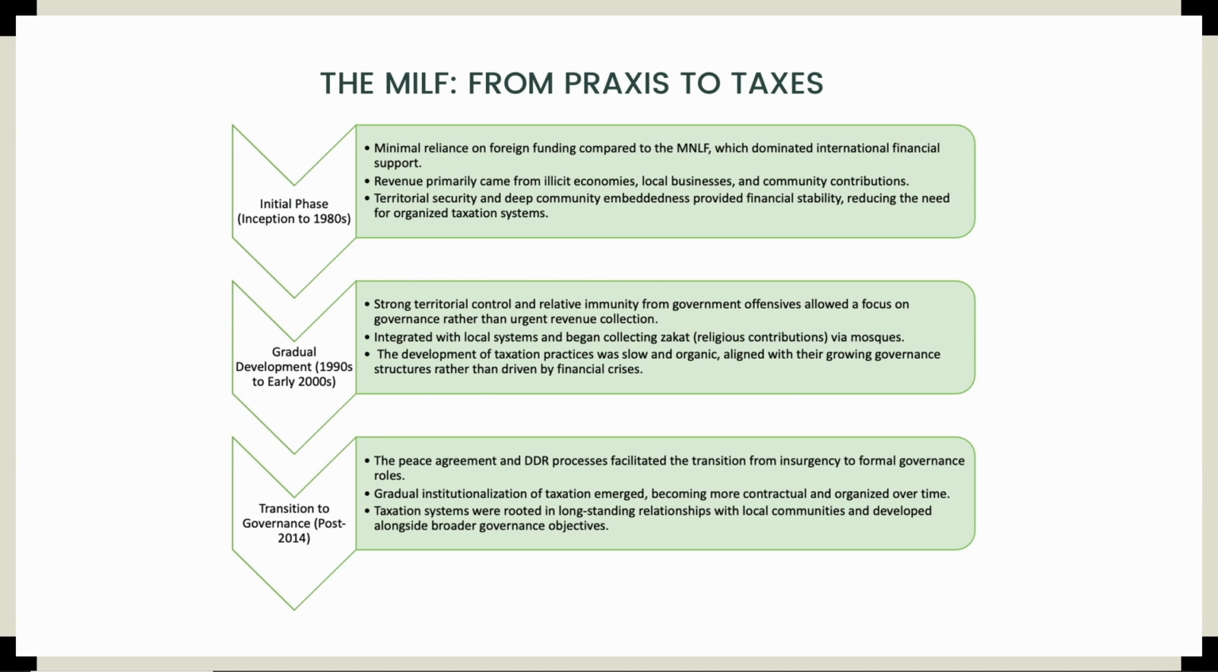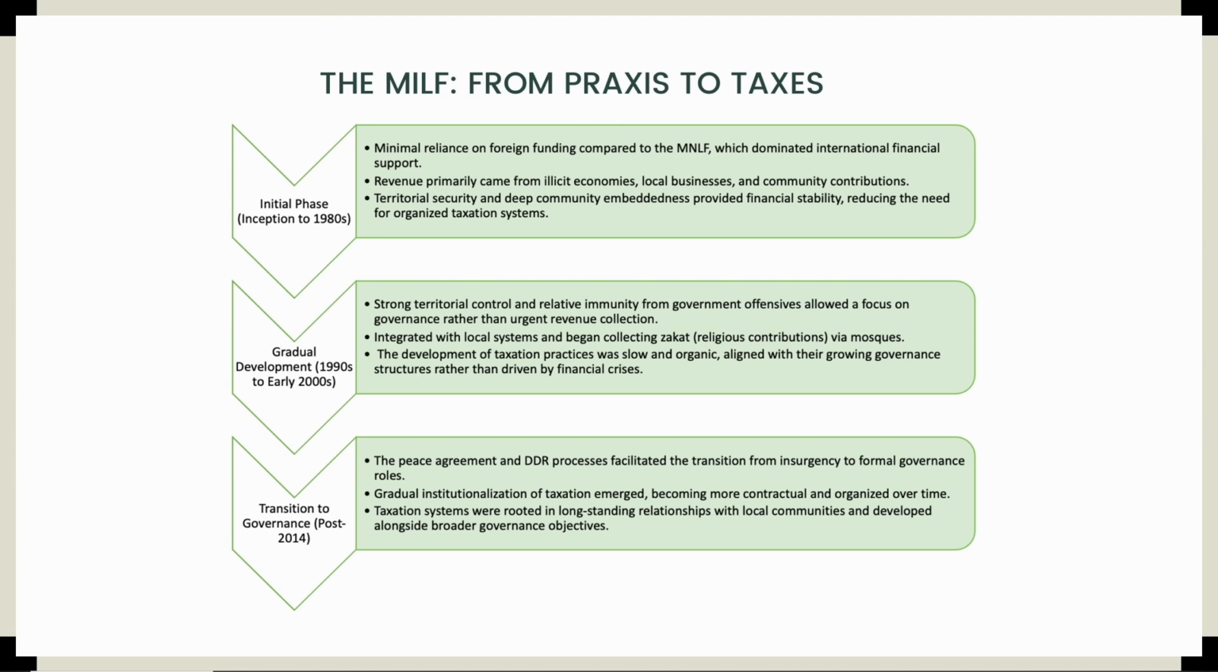They also benefited from really good territorial security. They had these camps that are more or less communities where the MILF rebels and communities and civilians live together. And this deep community embeddedness provided financial stability and security, which reduced the need for organized tax systems. They slowly developed tax systems, but they leveraged kind of pre-existing institutions related to their community embeddedness. And that mostly took the form of zakat.